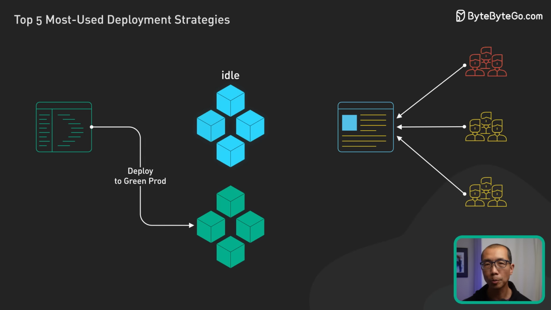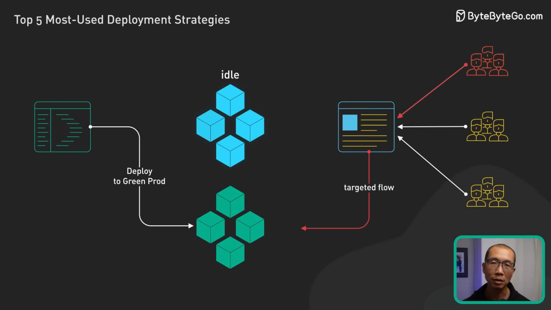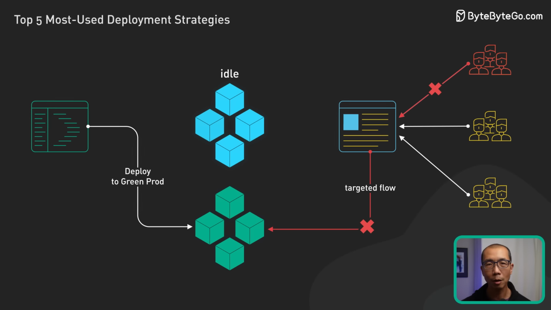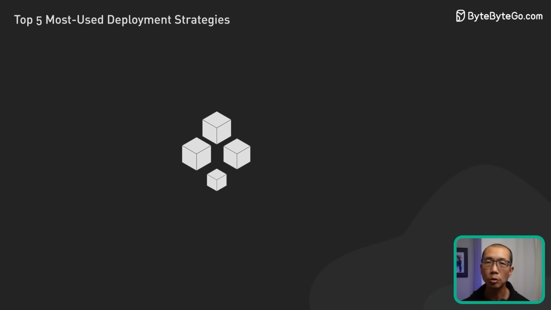Just like the rolling deployment, we can't direct the new version to specific users. The switch from blue to green happens for all users at once. It is also resource intensive.